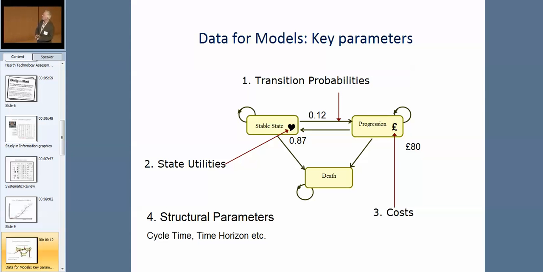model. And the parameters that you need to use to make that model work relate to, first of all, the cost of each state. So for each period of time that you call the cycle in a Markov model, there's a cost attached. The utility of that state.